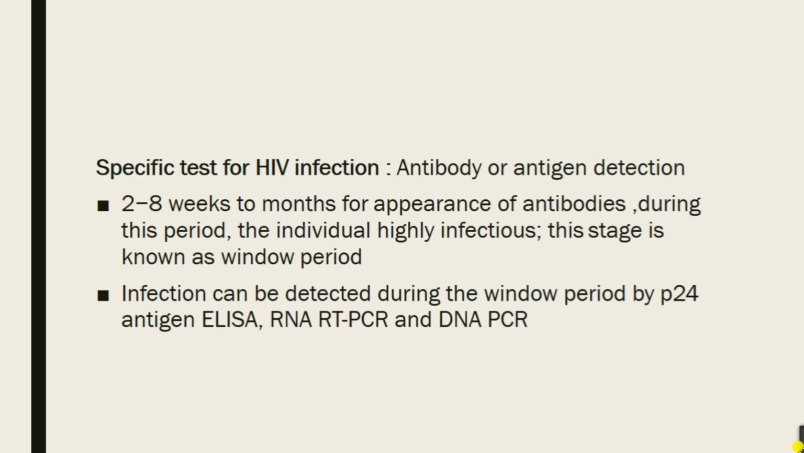If you have seen the previous video where I was describing the morphology of the HIV virus, you could see that there are different antigens in the HIV virus. One such antigen is P24, which can be detected using ELISA.